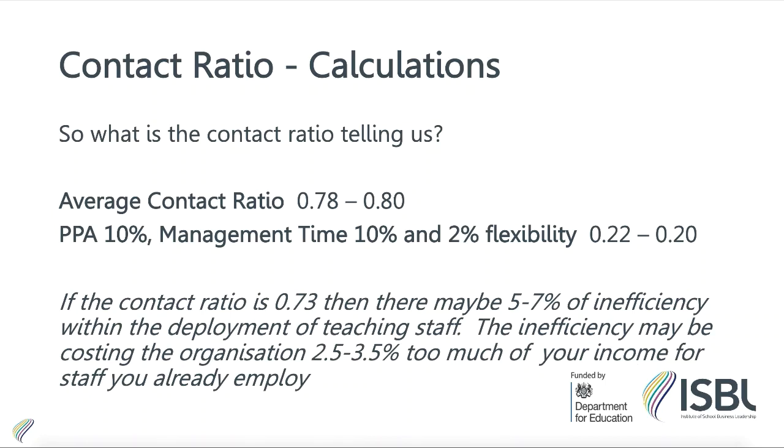The low contact ratio could mean that teachers are having too much time out of class or there's too much management time. But these metrics allow you to ask the questions: is PPA too generous? Do we have too many teachers? We said earlier that whilst we've got the metrics, context is also key. So within the example, is the contact ratio purposely lower than average to address a school improvement priority? Just remember that context is key.